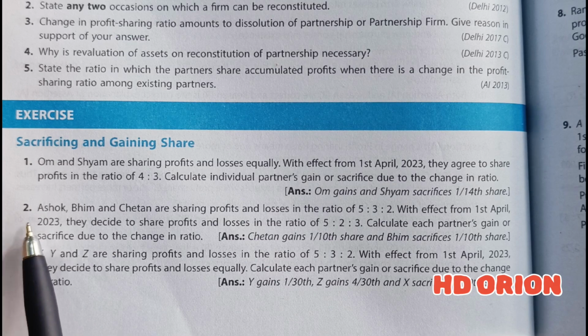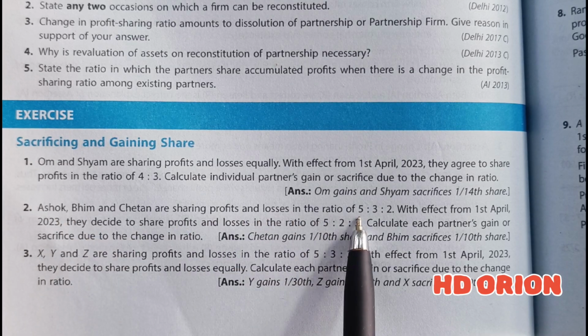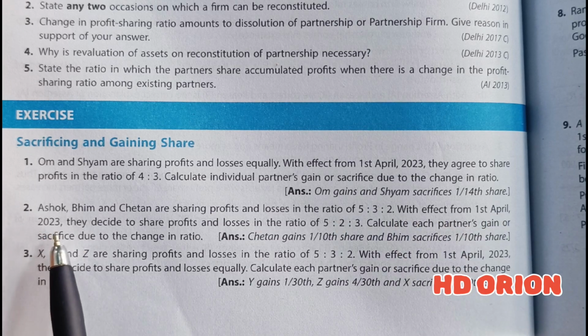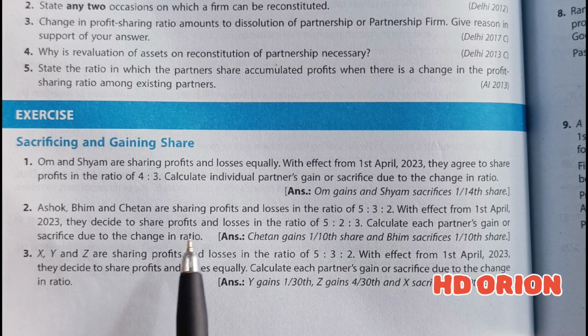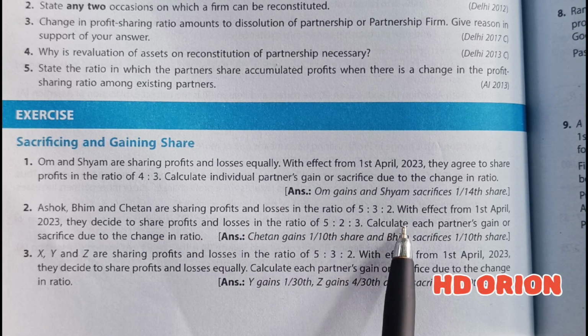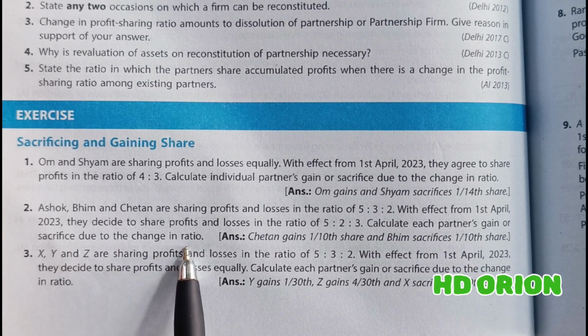Now let us see question number 2. Ashok, Bhim and Chetan are sharing profits and losses in the ratio of 5:3:2. With effect from 1st April 2023, they decide to share profits and losses in the ratio of 5:2:3. Calculate each partner's gain or sacrifice due to change in ratio.